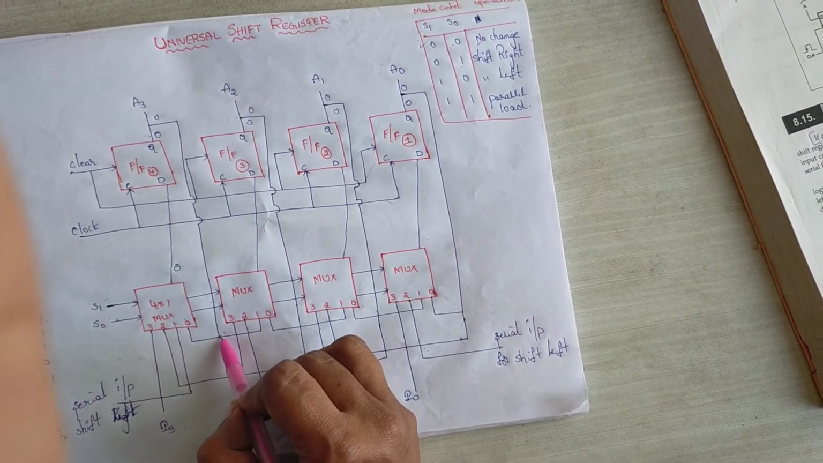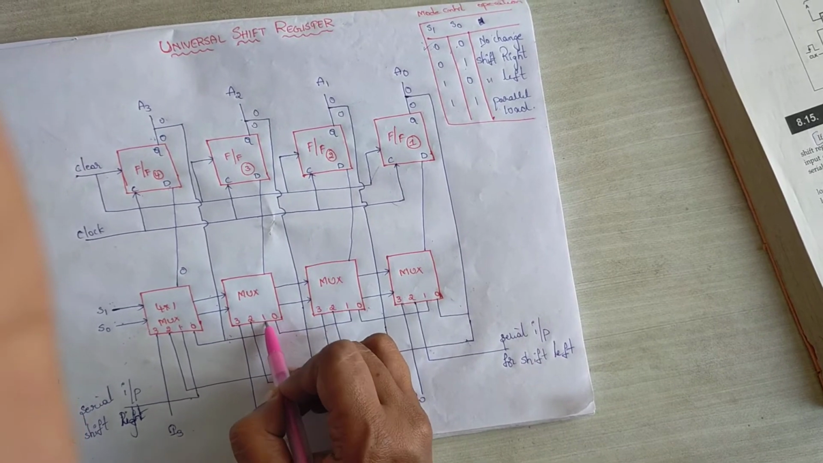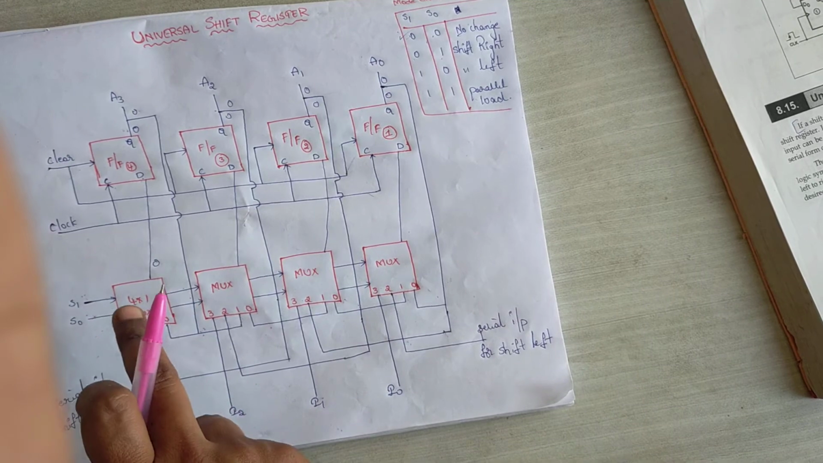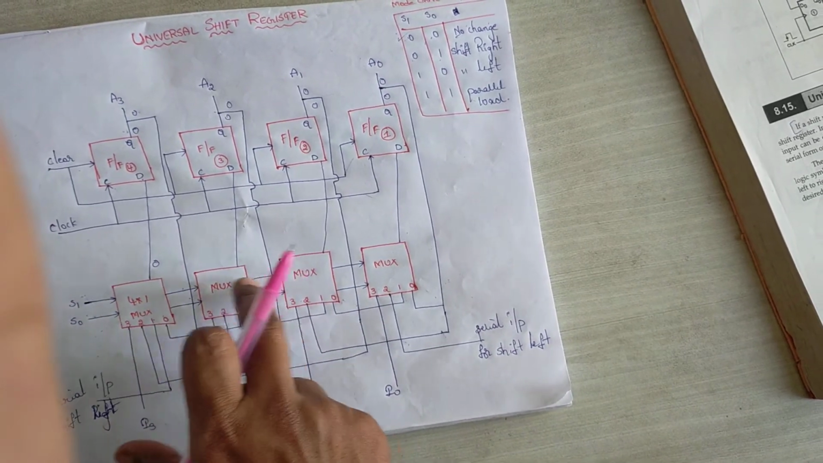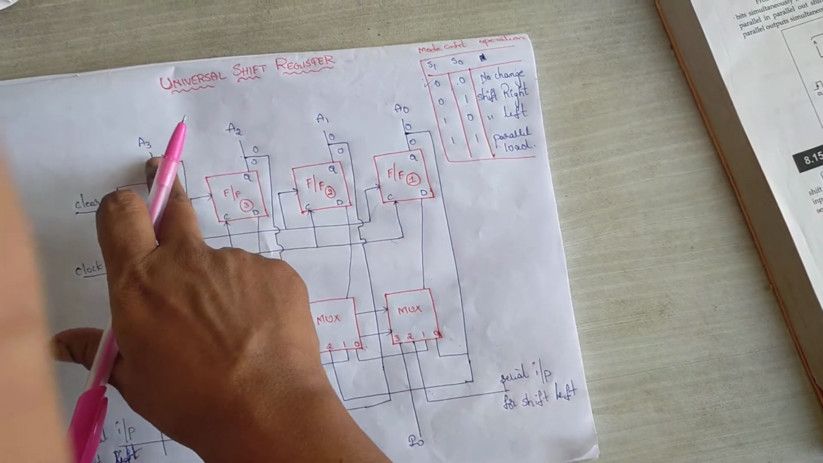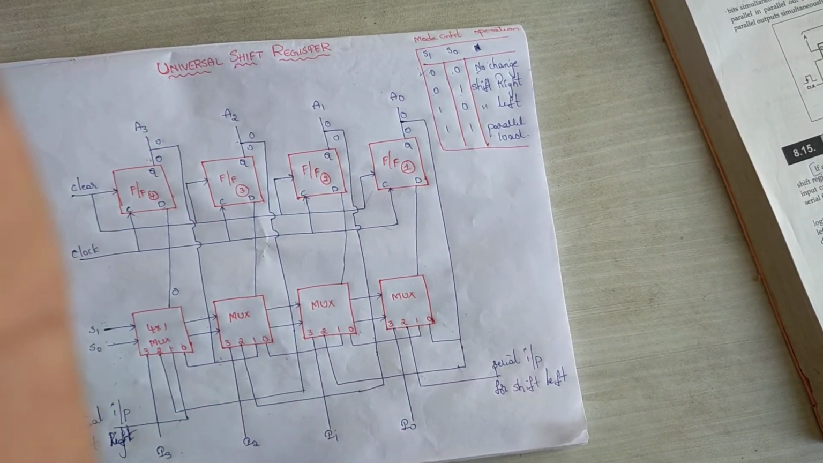And again this 0 is connecting to 1, and again this 1 output is here. Means the output is transferred from one flip-flop to one mux to the D flip-flop. Again the output of the D flip-flop is connecting as feedback.